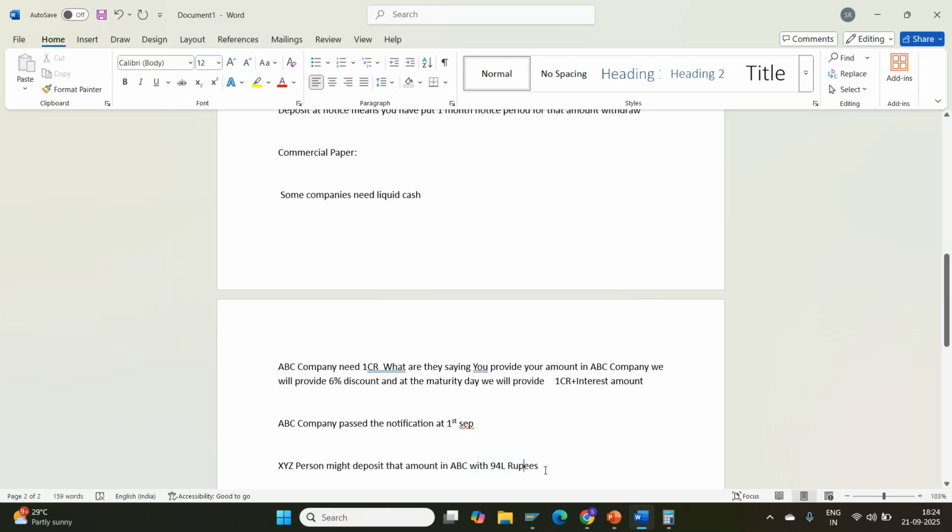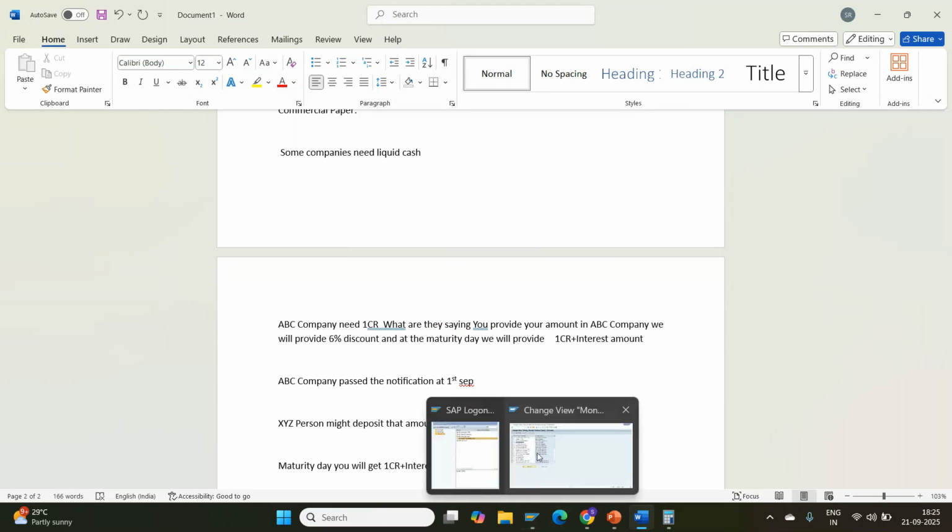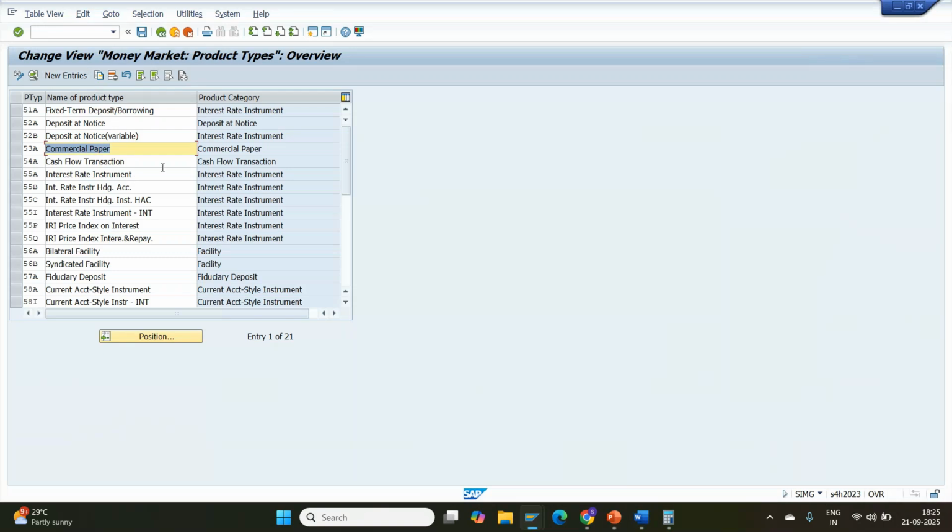Now you can see at the maturity what happened. On maturity day, you will get 1 CR plus interest amount. Here also you are getting the benefit. They are giving 1 CR plus interest amount for that duration. That is called commercial paper. This type of thing we will implement at the money market level.